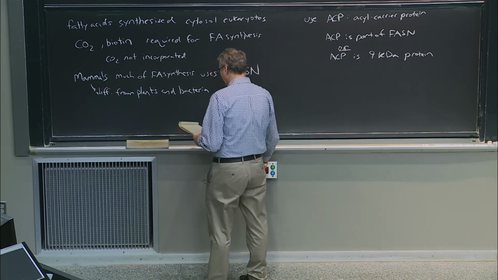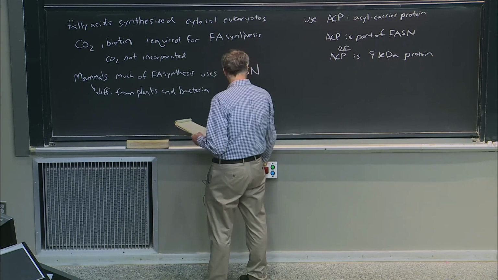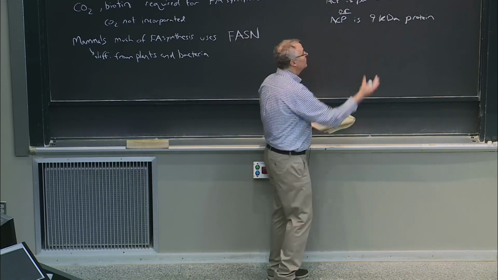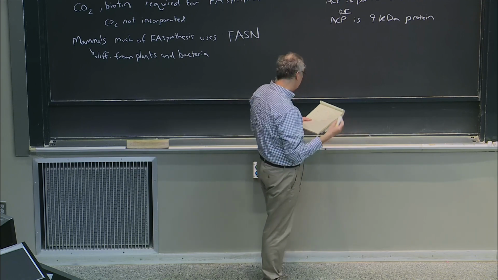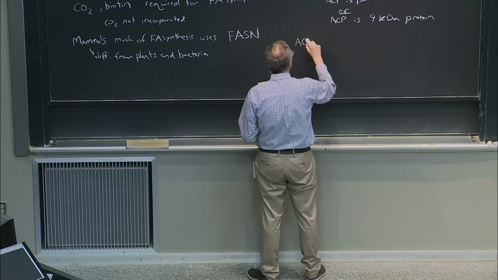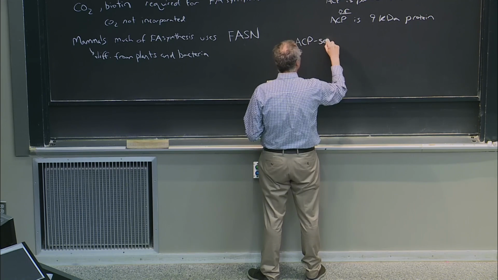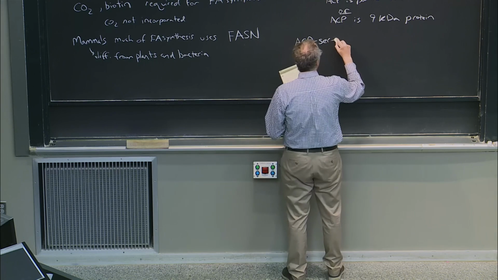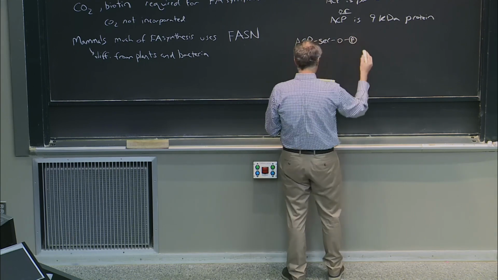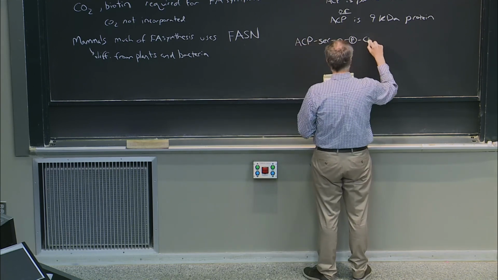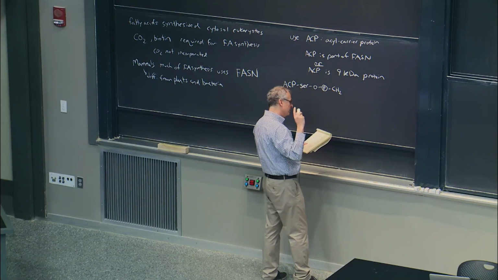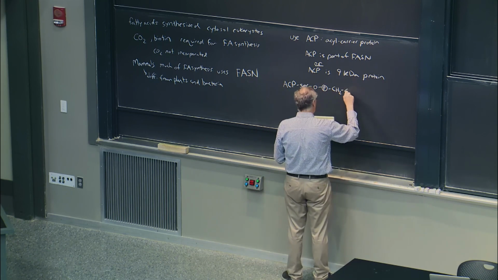And so what acyl carrier protein looks like is that as part of this 9 kilodalton protein or sequence within FASN, there is a serine residue. Remember, serine has an alcohol on its side chain, and that alcohol on its side chain has a phosphodiester bond to a phosphopantothenoate group, just like we saw with coenzyme A.